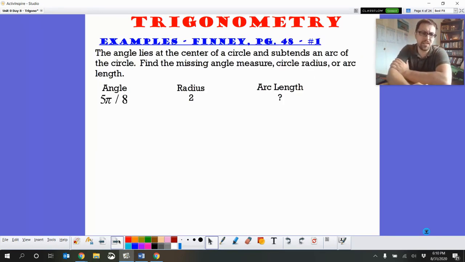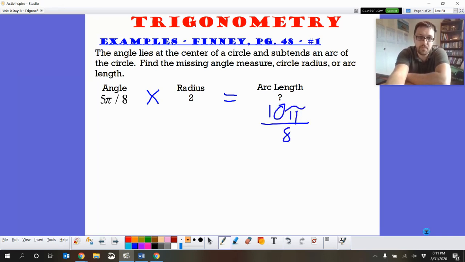So if we have an angle of 5 pi over 8 and a radius of 2 pi, we want to know what that arc length is. It's really easy. It's just this times this equals that. It's really easy in radian mode. In degree mode, there's a whole bunch of other calculations you have to do, but in radian mode, you just multiply those two together. So you get 10 pi over 8, which you would obviously simplify because we want to give a nice simplified answer, 5 pi over 4. Sweet.